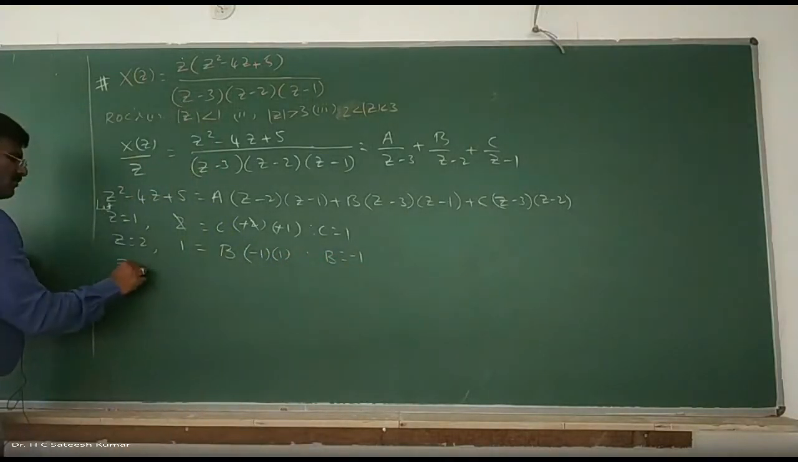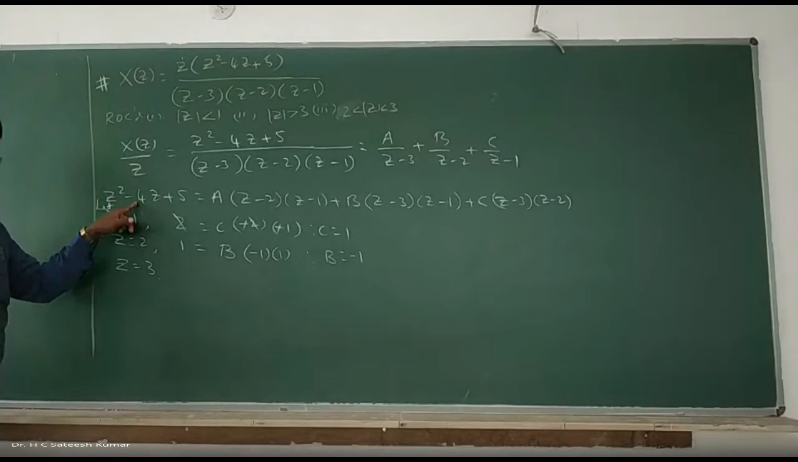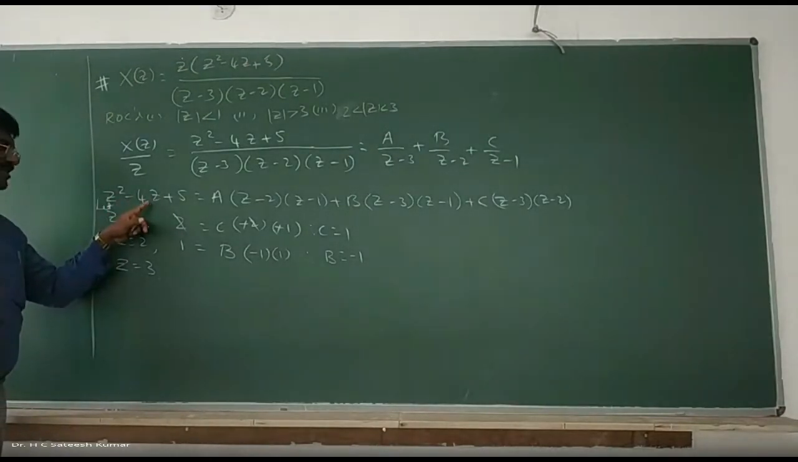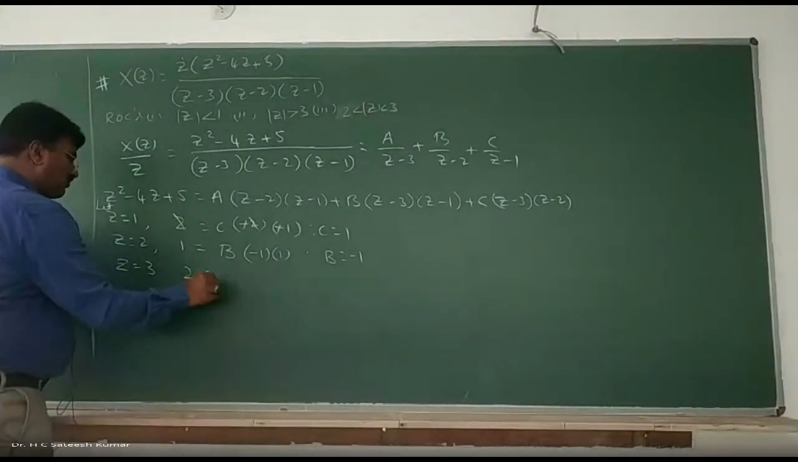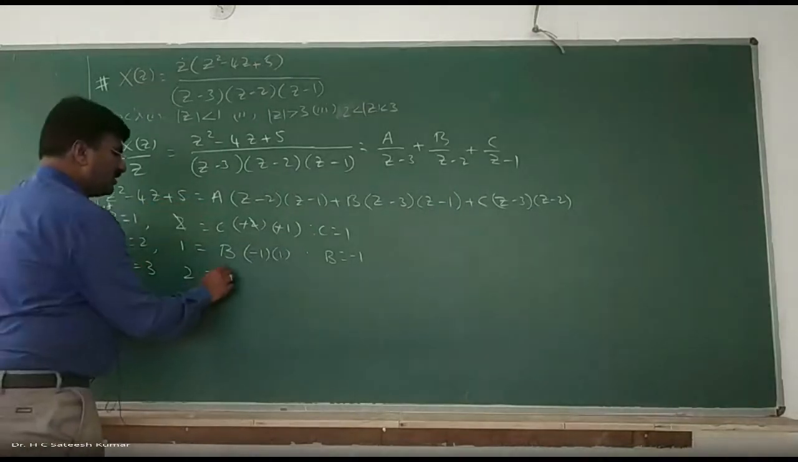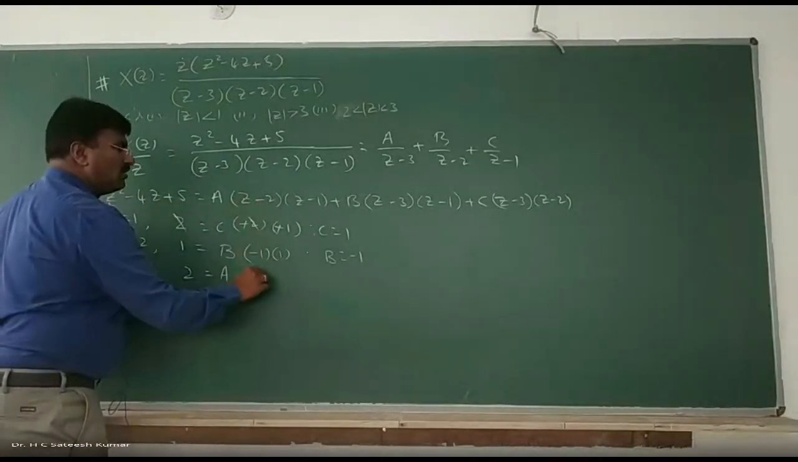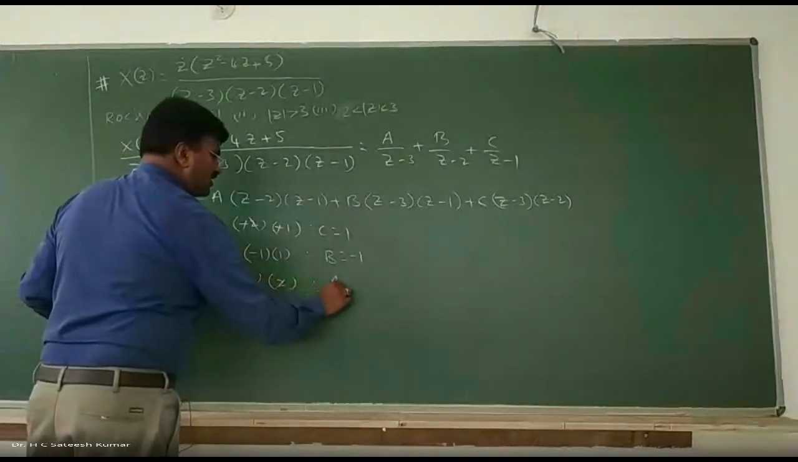Put z is equal to 3. 3 square is 9, 3 into 4 is 12, 9 minus 12 is minus 3, minus 3 plus 5 is 2. Okay, the first one you will get: A into (3 - 2) which is 1, into (3 - 1) which is 2. This 2 gets cancelled. Therefore, A is equal to 1.